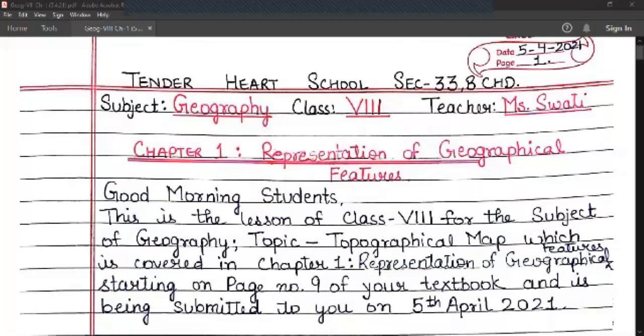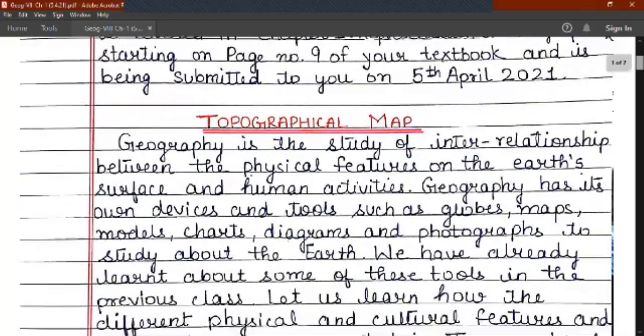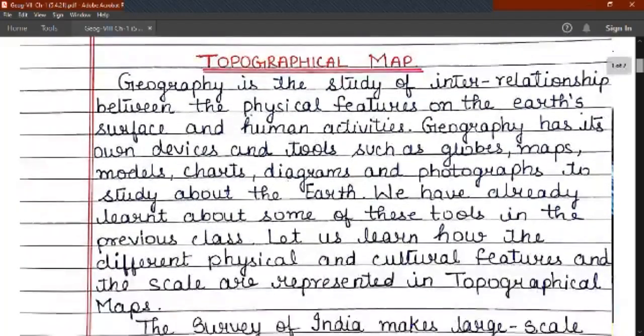Topic: Topographical Maps, which is covered in Chapter 1, Representation of Geographical Features, starting on page number 9 of your textbook, and is being submitted to you on 5th of April 2021. So let us now start with our topic, topographical map.